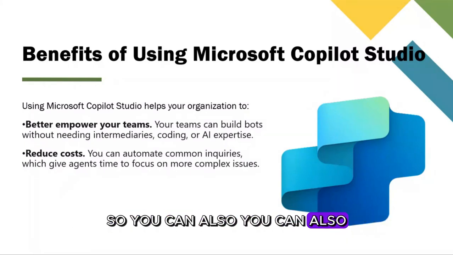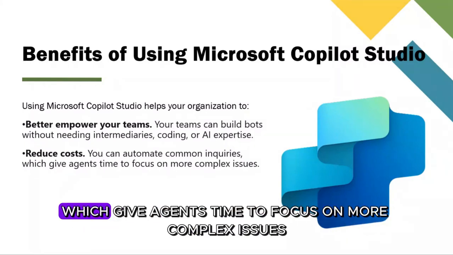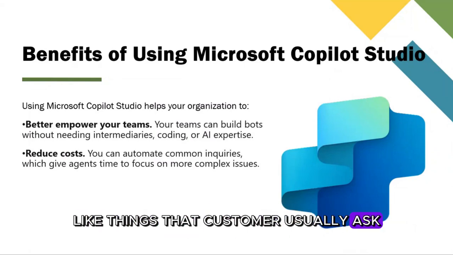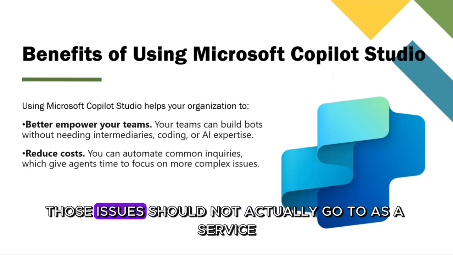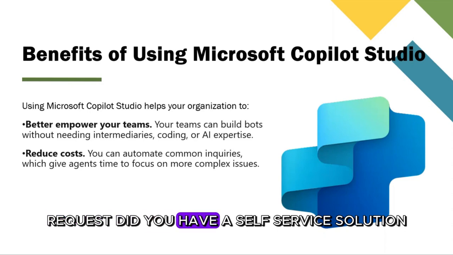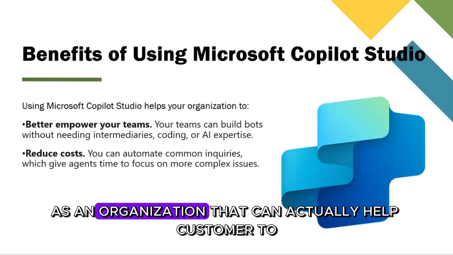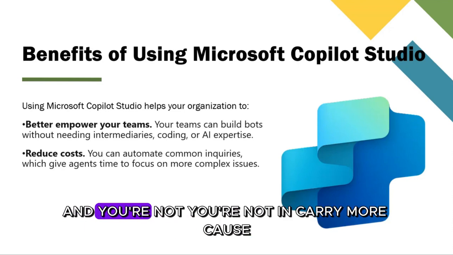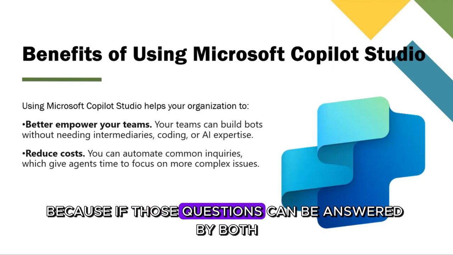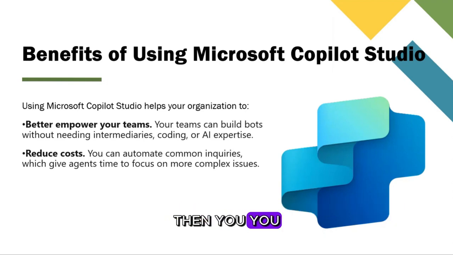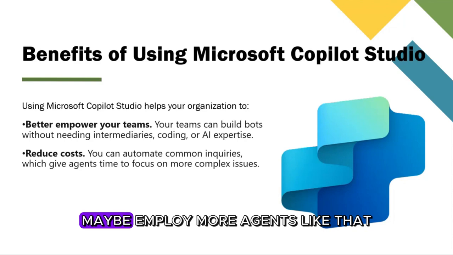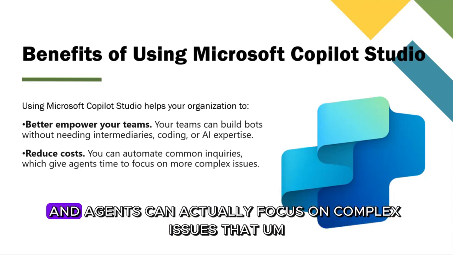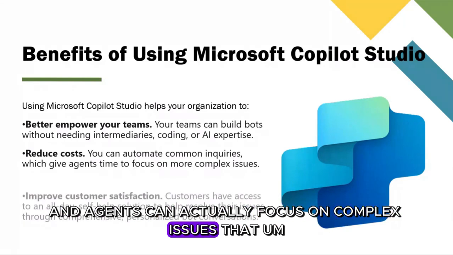You can automate common inquiries, which gives agents time to focus on more complex issues. Things customers usually ask, like I want to reset my password, should not go in as a service request. They should have a self-service solution that helps customers answer those questions, and you're not incurring more costs, because if those questions can be answered by a bot, then you don't need to spend more on employing more agents, and agents can focus on complex issues that bots cannot solve.